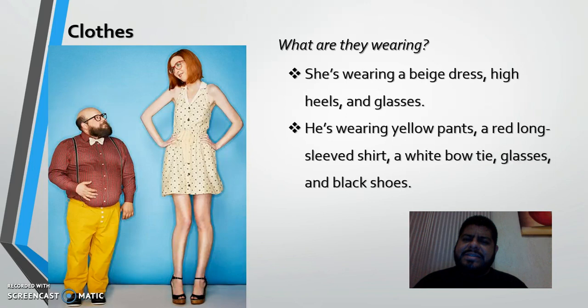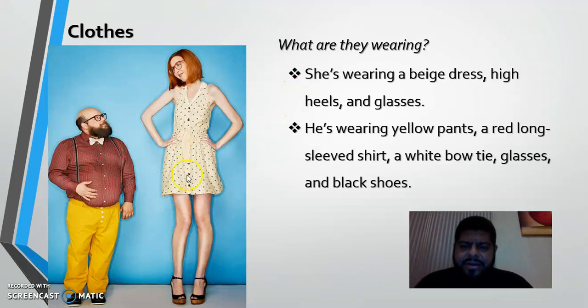And here we have a last example. So what are they wearing? She is wearing a beige dress, high heels, and glasses. He is wearing yellow pants, a red long-sleeve shirt, a white bow tie, glasses, and black shoes. If you look closely, here we have the clothes. She's wearing a beige dress. In general, it's beige. She's wearing high heels, even though she's very tall, and she's also wearing glasses. Sometimes the color of the glasses changes, but in general, there are glasses. If you want to be very specific about the glasses, the watch, or the belt, or whatever other accessory, you may mention the color.